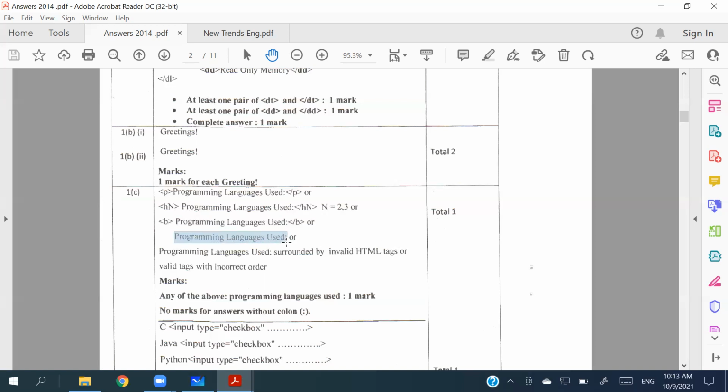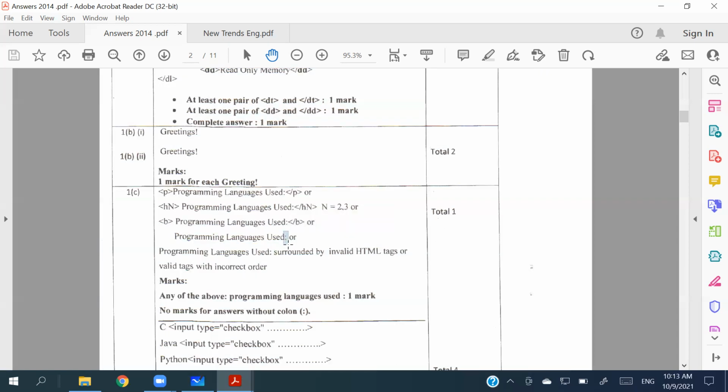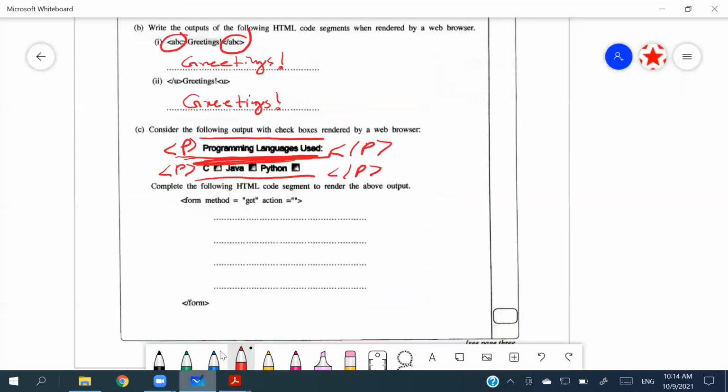Or you can just write the programming language used. And they have specifically talked about the colon at the end, right? Any of the above, no marks for an answer without a colon. The output is expected exactly the same. So they have considered this colon as well. The output has a colon. You can see here you got a colon. It should end exactly like that.